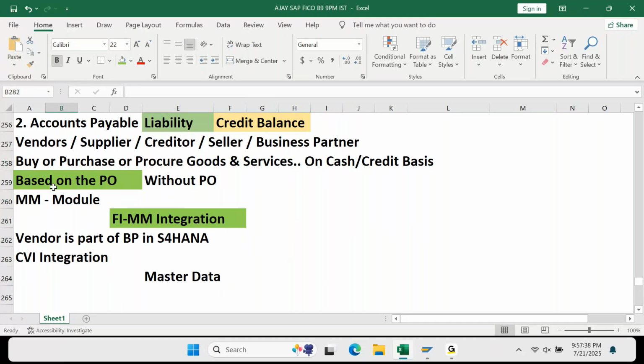When you're placing the order to the vendor, you need to understand that this is FIMM integration, the P2P cycle. P2P means what? Procure to pay, or procurement to payment. Right from purchasing until the payment, you need to understand.